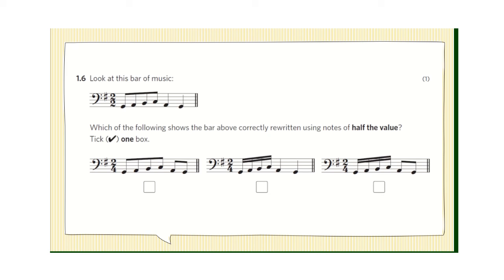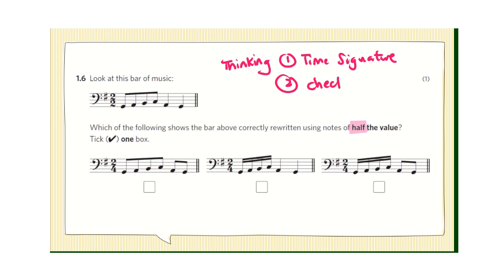Look at this bar of music. Which of the following shows the bar above correctly written using notes half the value? Keyword, keyword, keyword: half the value. So the thinking step for this question will be: number 1, look at the time signature. Number 2, check one note at a time.